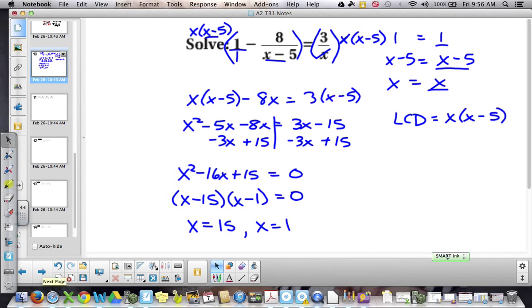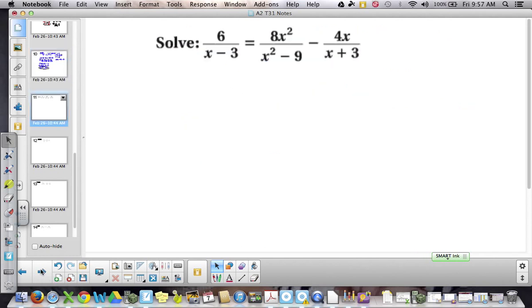Okay, and then we can go back and check them. If we do check them, we'll find that both of those do in fact work. So you have two solutions. All right, next example. Maybe we want to give this one a try on your own.